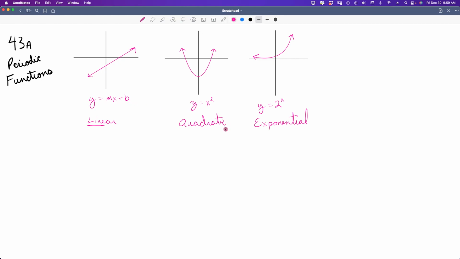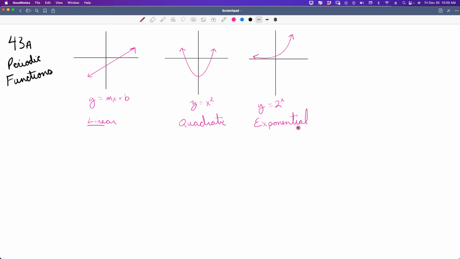The next one we talked about were quadratic functions, and those are functions or equations where the x has an exponent of 2, and that's going to make a parabola shape like this. So a quadratic function has the exponent of 2 and it creates a parabola shape.